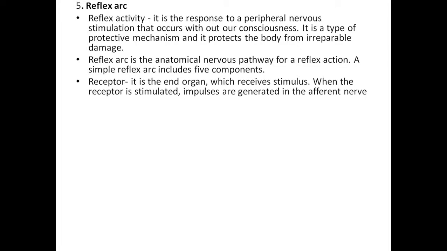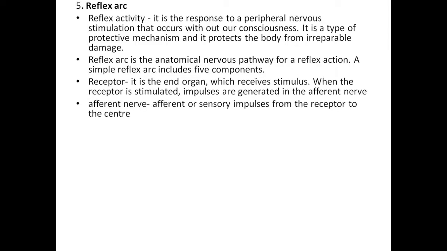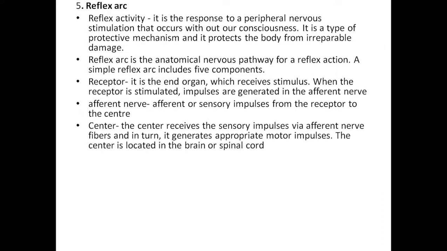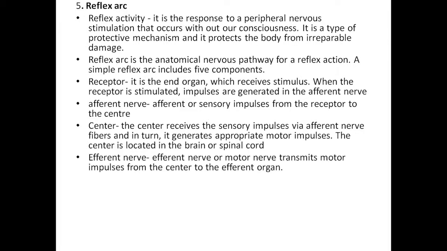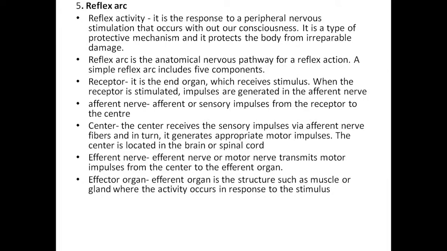When the receptor is stimulated, impulses are generated in the afferent nerve. Second is the afferent nerve. Afferent or sensory nerves carry impulses from the receptor to the center. The center receives the sensory impulse via afferent nerve fibers and in turn generates an appropriate motor impulse. The center is located in the brain or in the spinal cord. Efferent nerve. The efferent or motor nerve transmits the motor impulse from the center to the effector organ. Effector organ. The effector organ is the structure, such as a muscle or a gland, where the activity occurs in response to the stimulus.